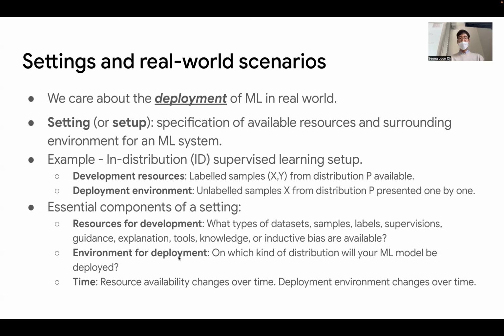Now, environment for development: what kind of distribution will the model face? I think it's a fairly simple concept. And then there's also the consideration of the time axis, because you can have cases where the resource availability changes over time. Obviously, you need to do development first and then deployment. But sometimes you can start your deployment, and then still do the development on the way at the same time. So to take care of all these different scenarios, we need to introduce this time axis as well.